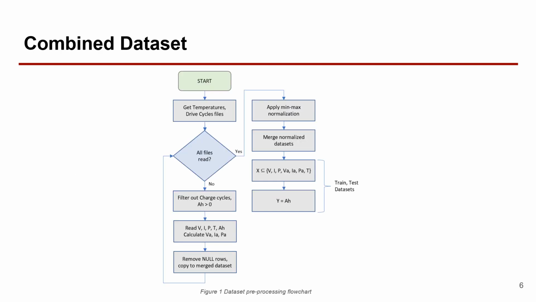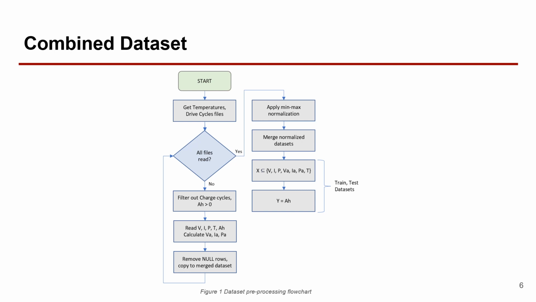The Panasonic 18650 cell has similar properties to the LG 18650 cell in terms of nominal capacity, charge and discharge voltages, etc. For this Panasonic cell too, several drive cycle tests are performed, such as UDDS, LA92, US06, etc. between -10 degrees Celsius and 25 degrees Celsius.